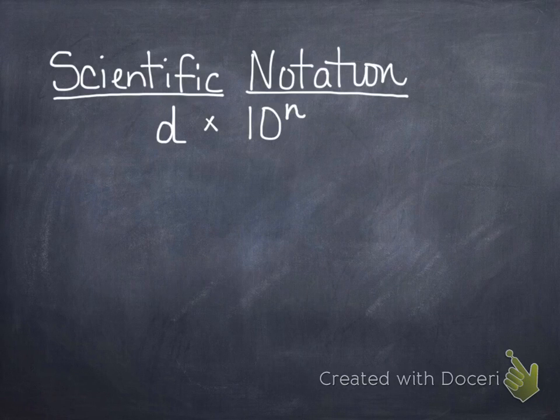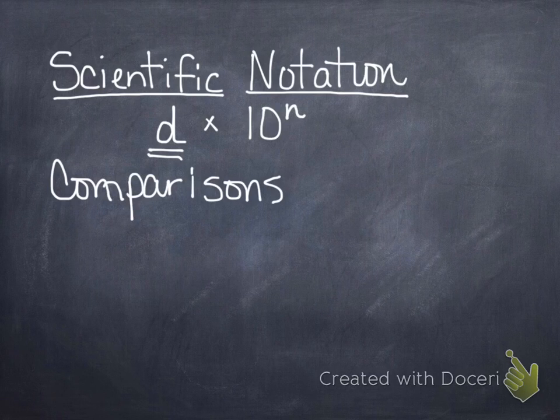Okay, so a number in scientific notation is of the form d times 10 to the n, where d is a number greater than or equal to 1 and less than 10, and the power of 10 has an integer exponent. It could be positive, negative, or 0, and those are the requirements for the number to be in scientific notation.